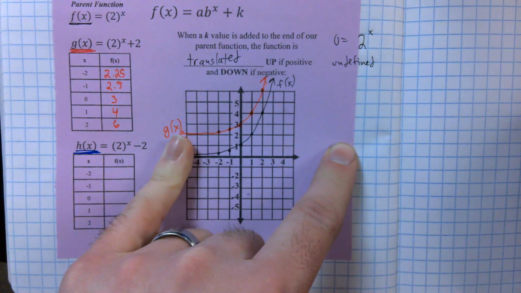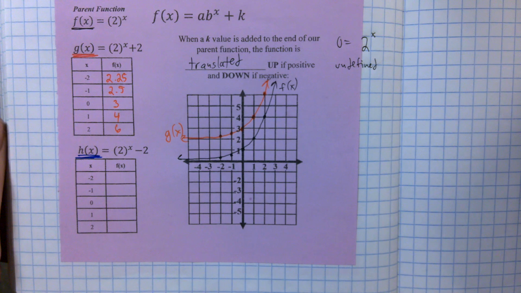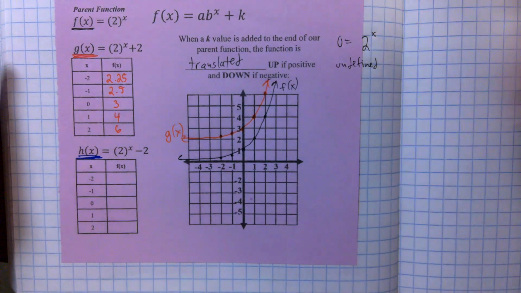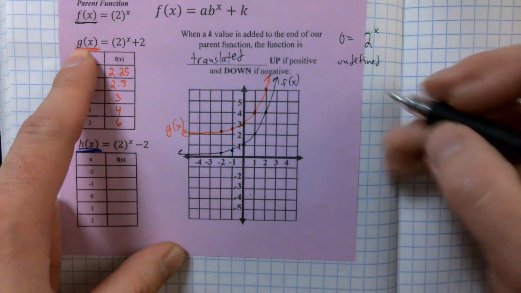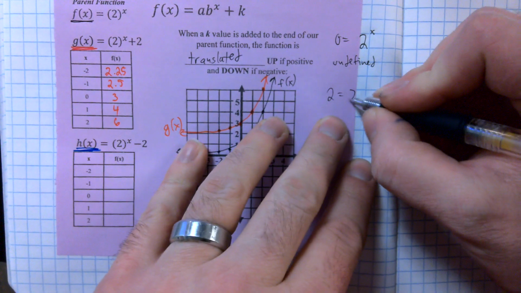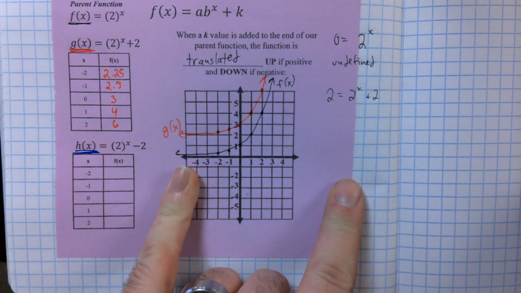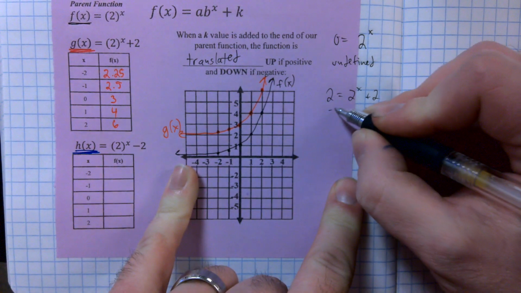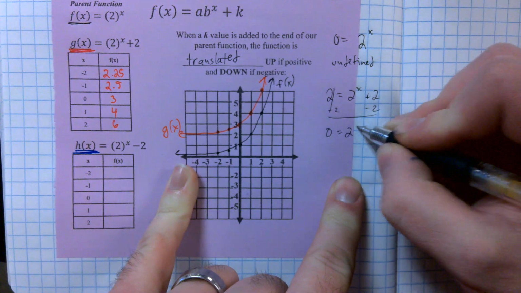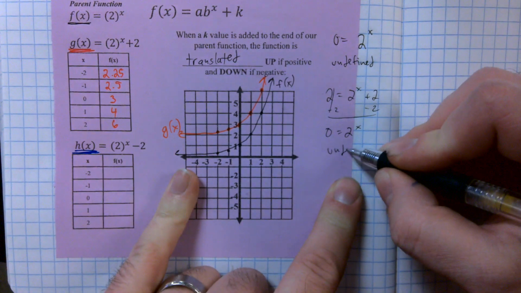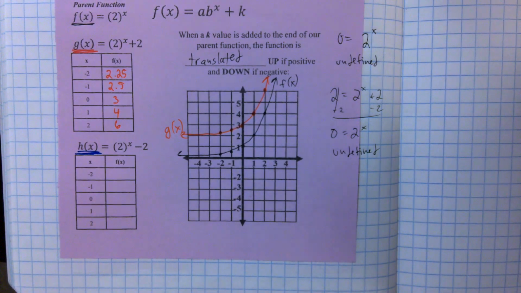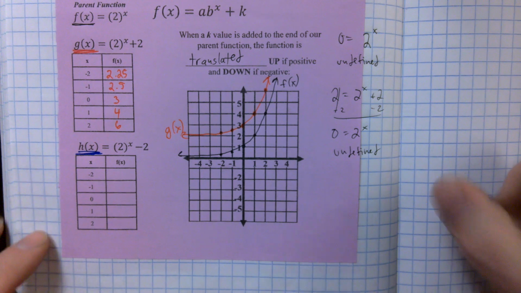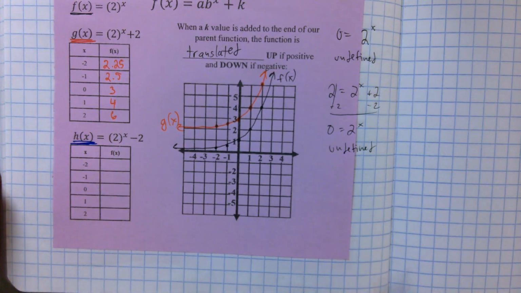2 to the power of 1, as we know, is 2. 2 to the power of 0 is 1. I'm never going to get 0. But if I go over here to g of x, if I plug in 2, 2 equals 2 to the power of x plus 2. Just like Tyler said, I subtract 2 from both sides, and now I'm left with the same thing. This is also undefined. So when I translate my exponential function up or down, the asymptote comes with it. Does that kind of make sense? If it doesn't, that's not the biggest deal.